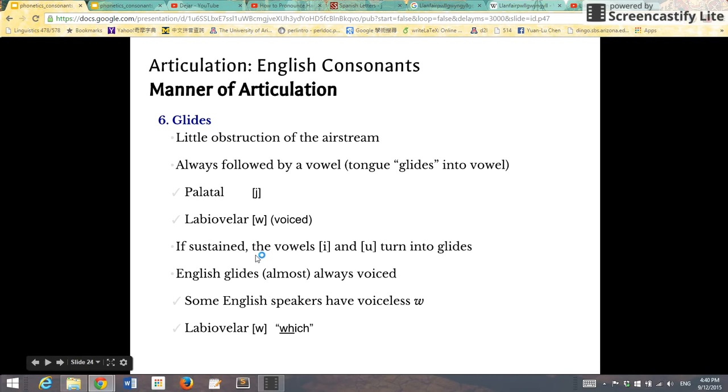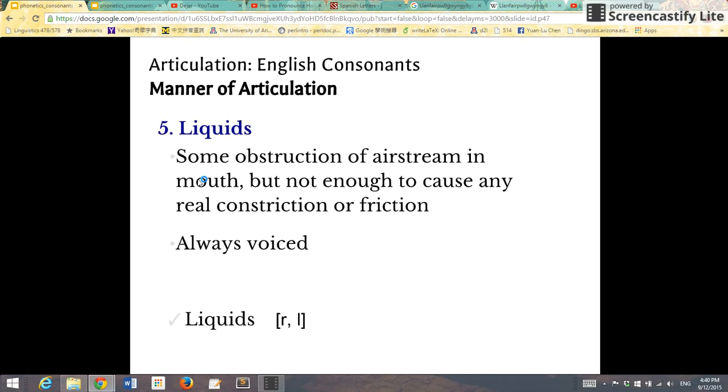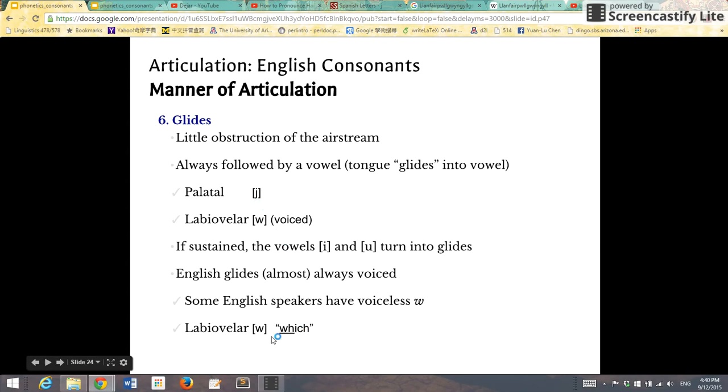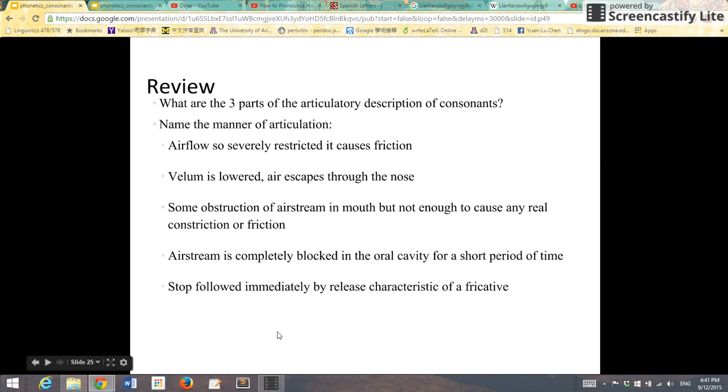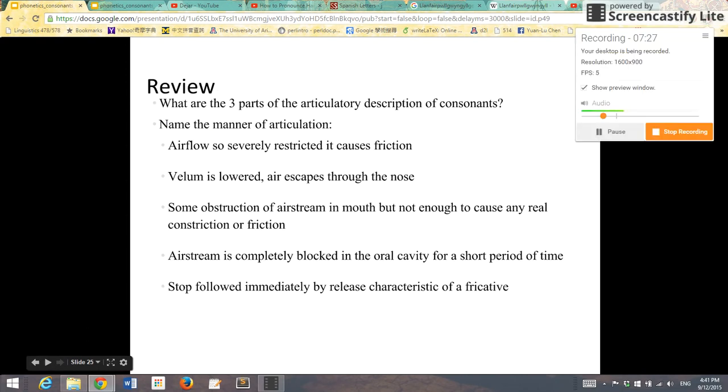Glides. So glides are very similar to liquids. Okay. We have palatal glides. This is the sound in yes. And we have a labiovelar in which. Okay, which. Okay. Final part of the review.